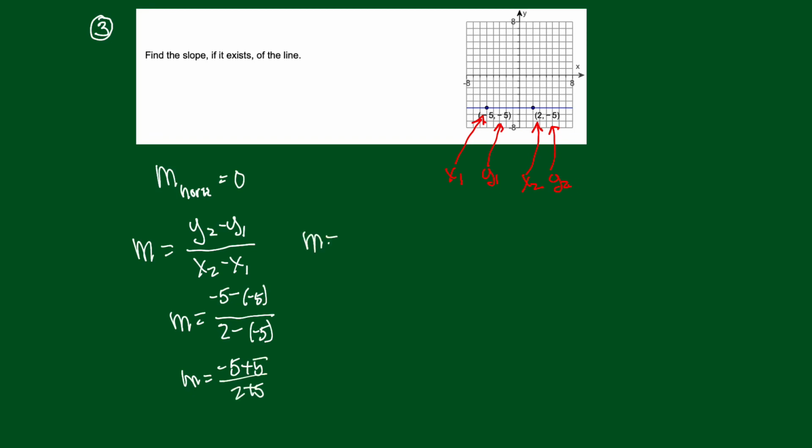So we're going to get the slope is 0 over 7. But 0 divided by a non-zero number is 0. All right, so it works when we compute it, but you also will want to know that the slope of a horizontal line is 0.